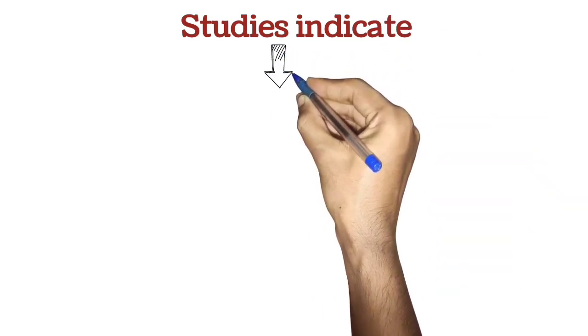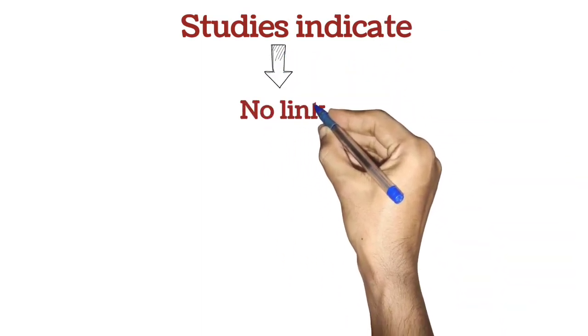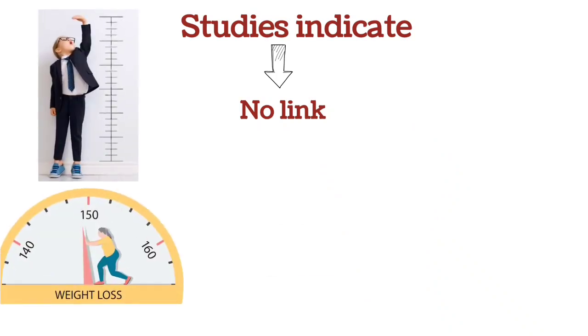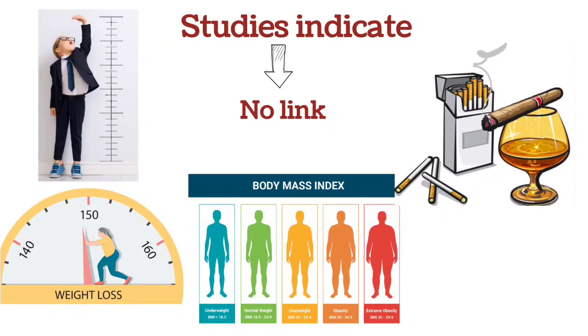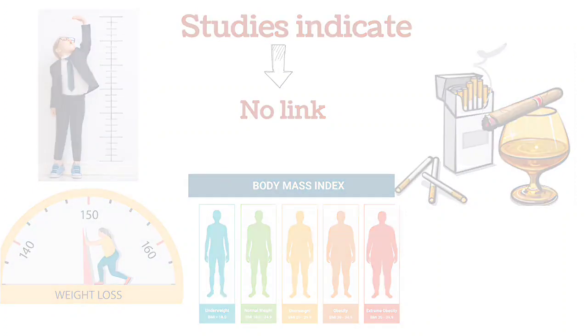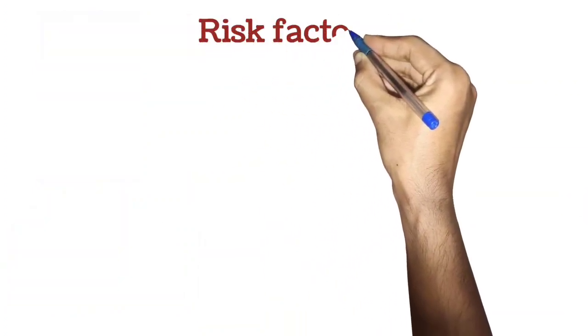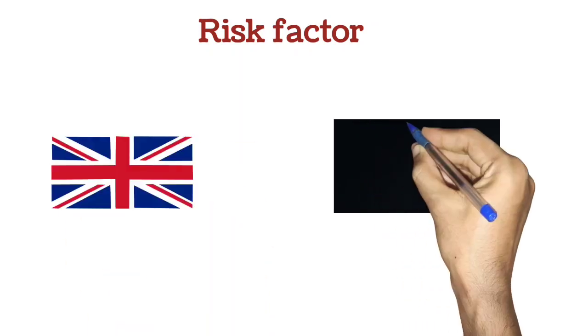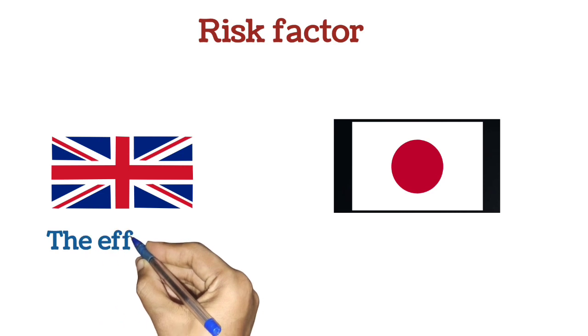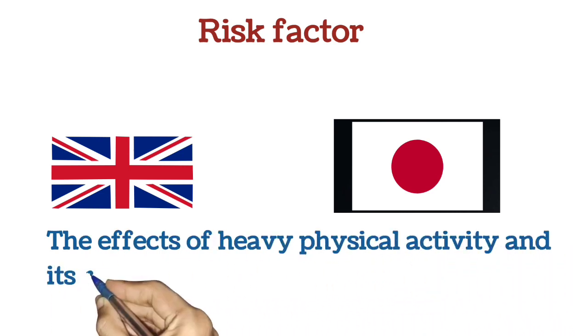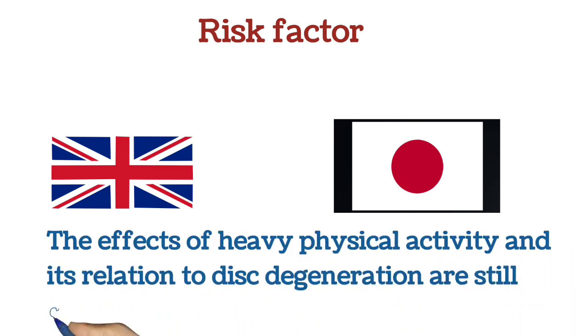Most international studies indicate no clear links to lifestyle, height, weight, body mass, physical activity, cigarette and alcohol consumption, or reproductive history. Adiposity is considered a risk factor in British populations but not in Japanese populations. The effects of heavy physical activity and its relation to disc degeneration are still controversial.